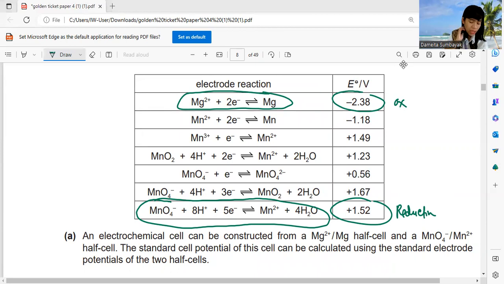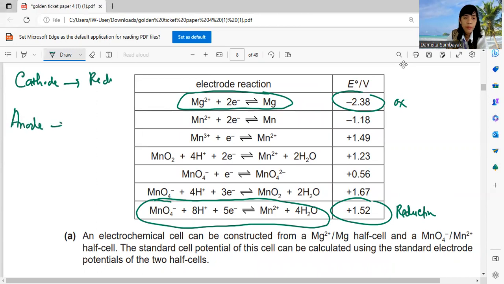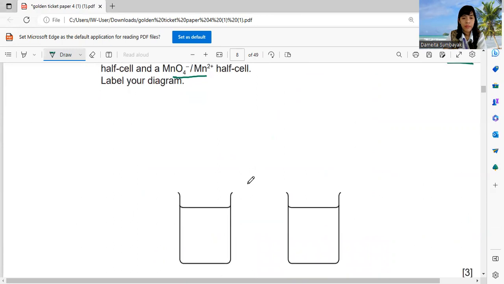That's the first thing. The second thing, we have to know that reduction always happens at the cathode. At the cathode, there will be reduction. At the anode, there will be an oxidation reaction. And then, the cathode is the positive electrode, and the anode is the negative electrode. That's it. Okay, then we can draw this one.